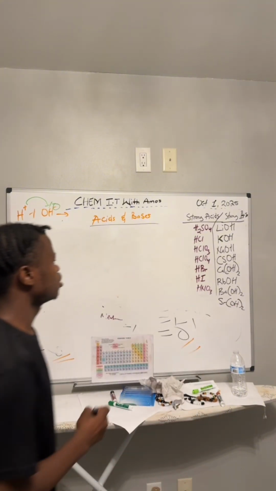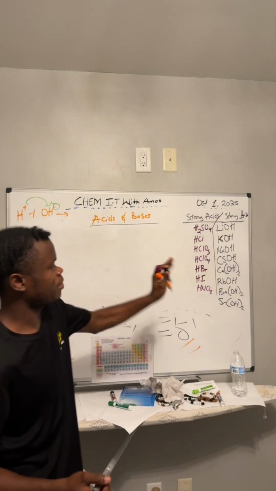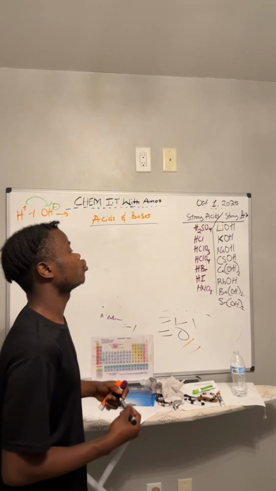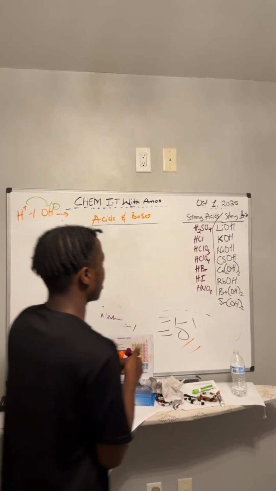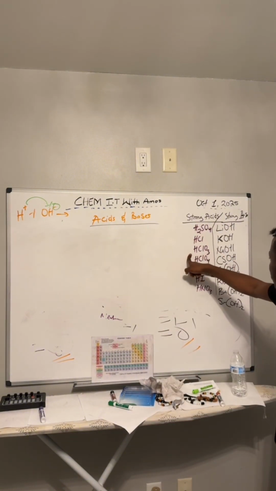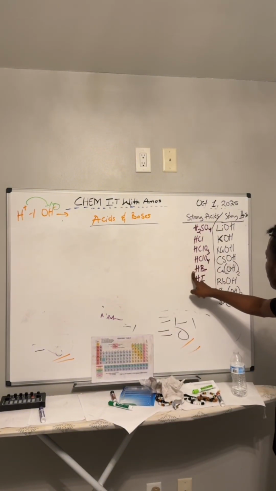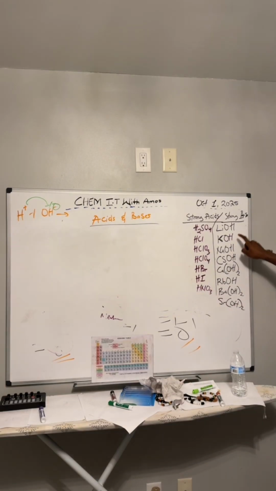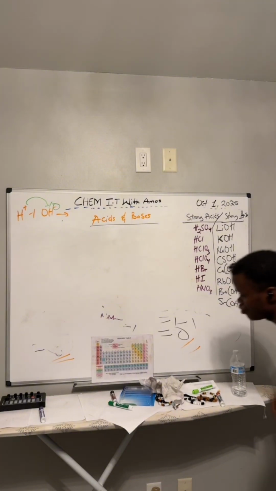Okay. So these are basically the 8 strong bases and 7 strong acids. You have to know them, right? We have sulfuric acid, hydrochloric acid, chloric acid, perchloric acid, hydrobromic acid, hydroiodic acid, nitric acid, lithium hydroxide, potassium hydroxide, sodium hydroxide, cesium hydroxide, calcium hydroxide, rubidium hydroxide, barium hydroxide, and strontium hydroxide.